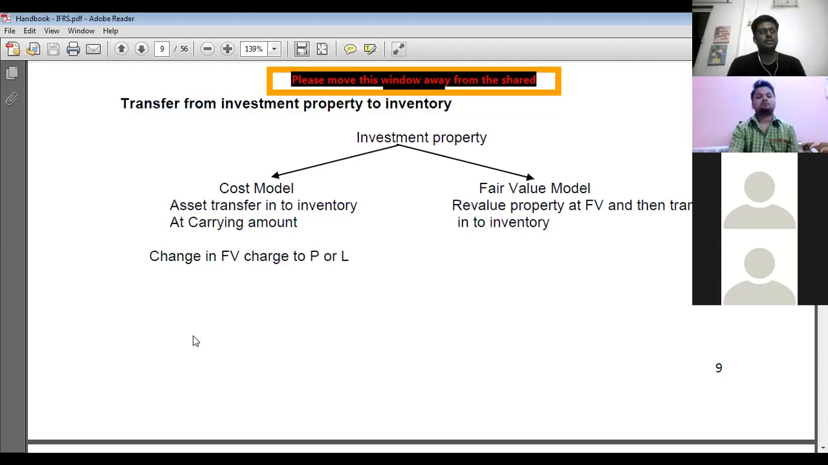So what will happen? Simply from investment property, the value of the asset will come under the head of current asset as inventory. This line is below here. This alignment has just been so, don't consider it is under this option.